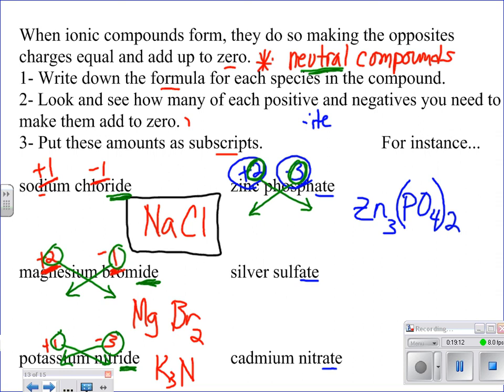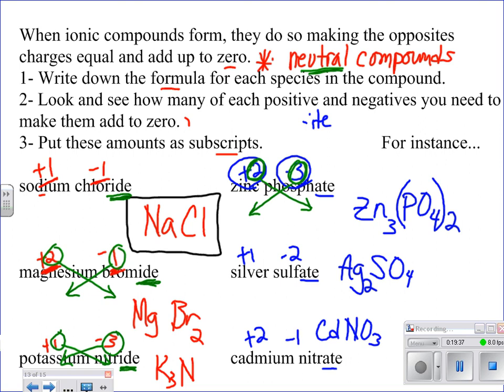Okay, silver sulfate. Silver we know is Ag, has a +1. Sulfate, you look that up. SO4 has a -2 in order to make this electrically neutral. And that's it. Last one. Cadmium is Cd, has a +2. Nitrate is NO3, has a -1. So you need to have 2 of your nitrates. So that's how you'd write it.